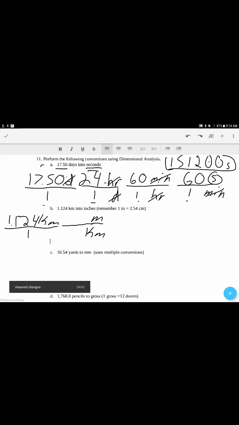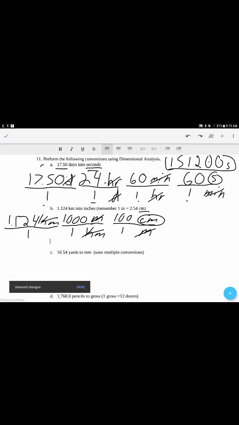Now, there are 1,000 meters per 1 kilometer. Kilometers cancels out. We're then left with meters, which is not where we want to be, so we need another conversion factor with meters on the bottom to cancel it out. And then if we want centimeters on top, there are 100 centimeters per 1 meter. Meters then cancels out. We're left with centimeters, which is where we want to be.